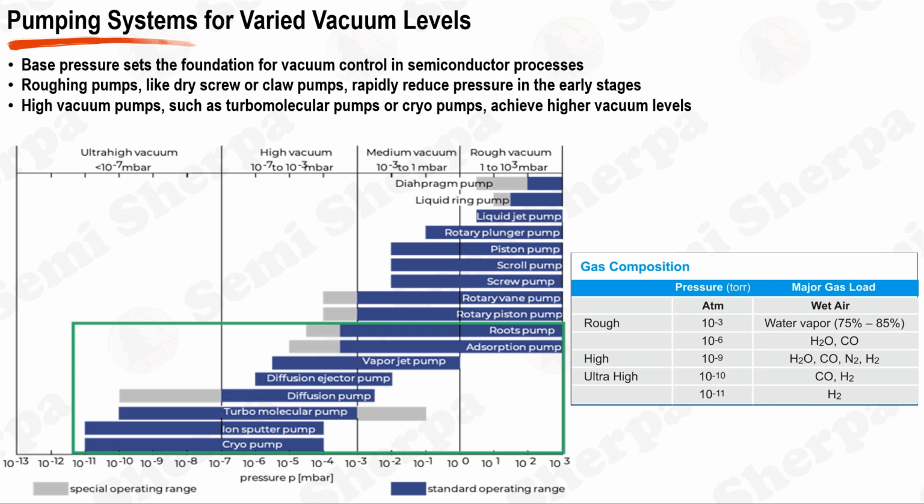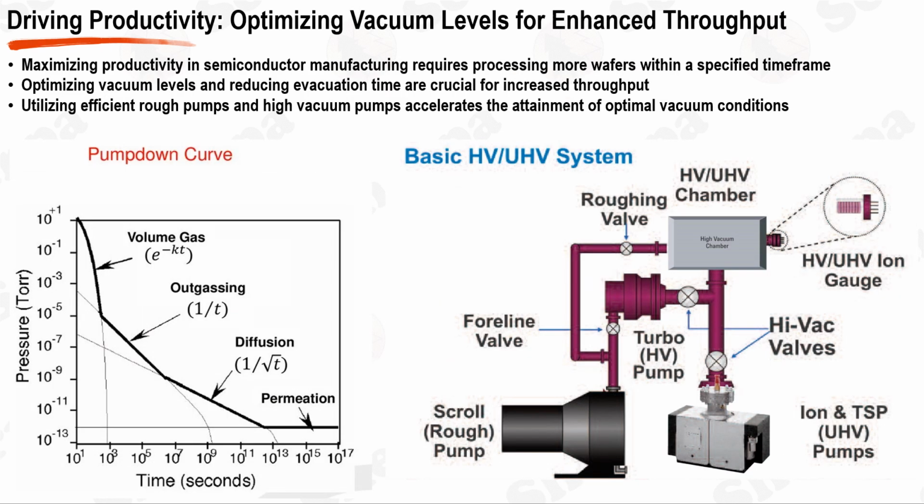Optimizing vacuum levels and selecting the appropriate pump for each vacuum range ensure efficient gas evacuation, reduced contamination, and precise control during semiconductor vacuum processes. In semiconductor manufacturing, maximizing productivity by processing more wafers within a given time frame is a key objective. Let's focus on the importance of optimizing vacuum levels to achieve this goal. Efficient vacuum pumping plays a critical role in reducing cycle times and increasing throughput.